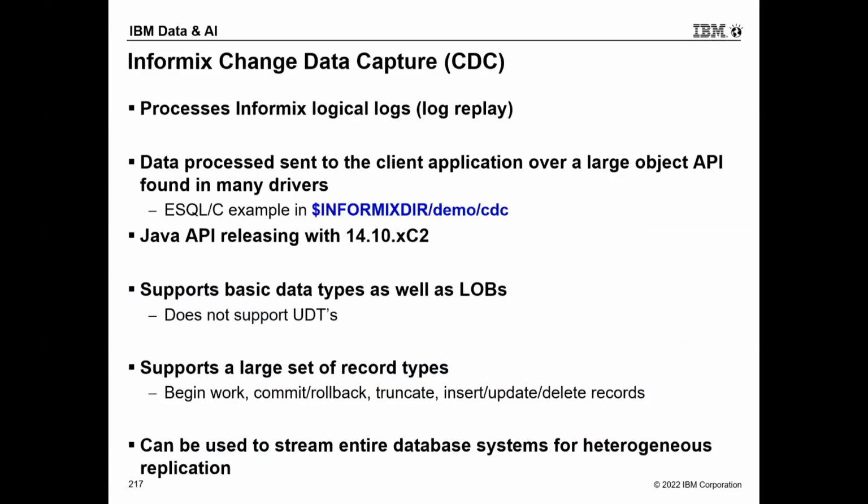The Java API, releasing starting with 14.10 FC2, supports basic data types as well as large objects. It does not support user-defined data types. It supports a large set of record types: begin work, commit and rollback, truncate, insert, update, and delete. It can be used to stream entire database systems for heterogeneous replication.